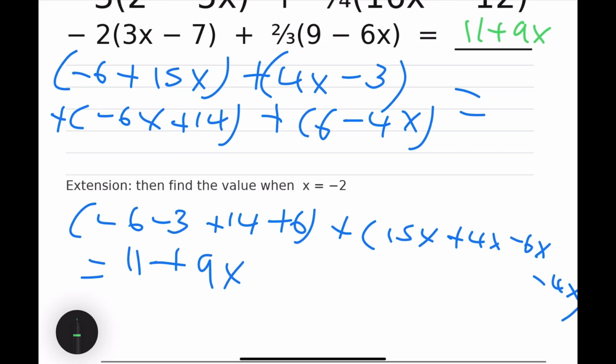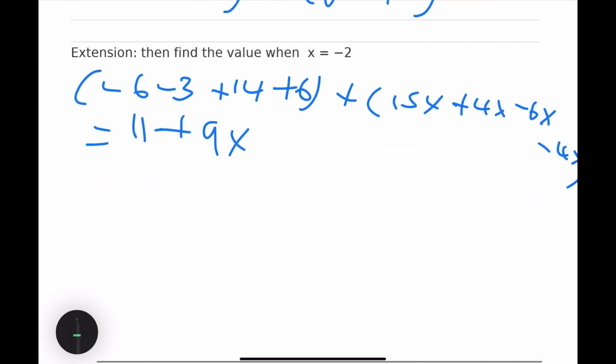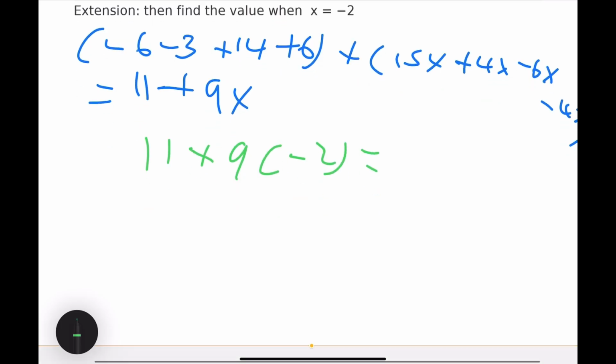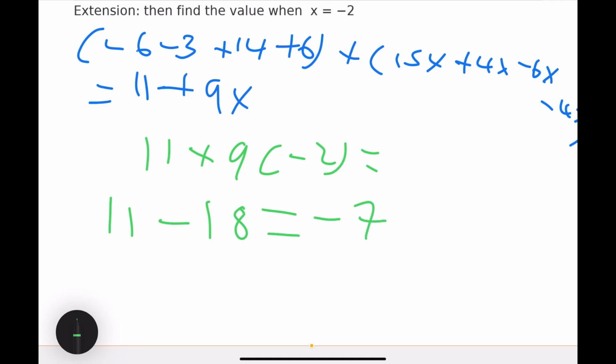But there's an extension. Find the value when x equals negative 2. So what we can do is replace the x with negative 2. So it'd become 11 plus 9 brackets negative 2. So it'd be 11 minus 18, as a positive multiplied by a negative is always a negative. And 11 minus 18 is the same as negative 7, as the difference between 18 and 11 is 7, but we know it's going to be negative as the bigger number is negative. So the answer to the equation when x is negative 2 is negative 7.